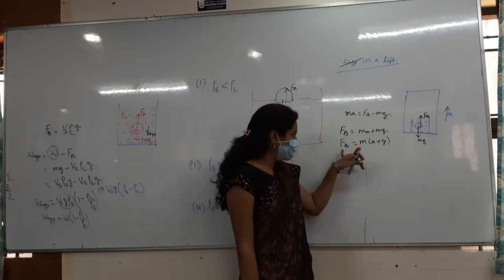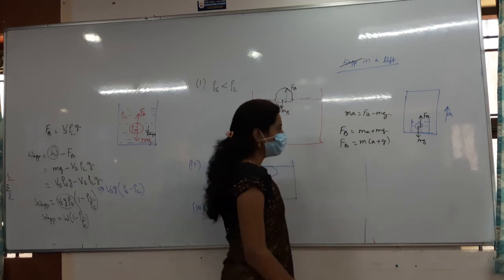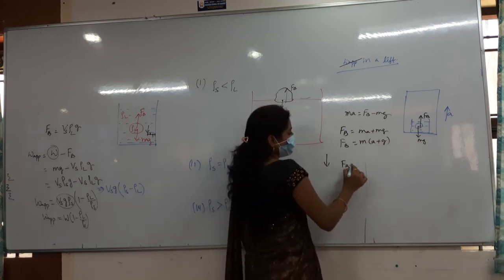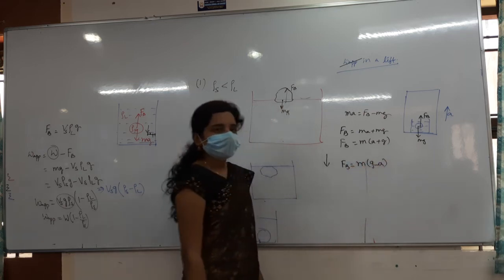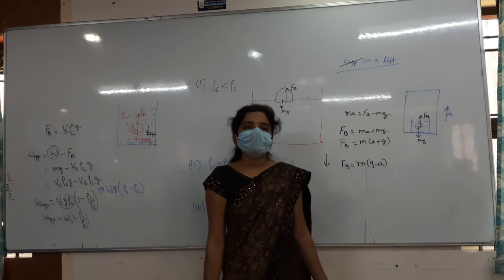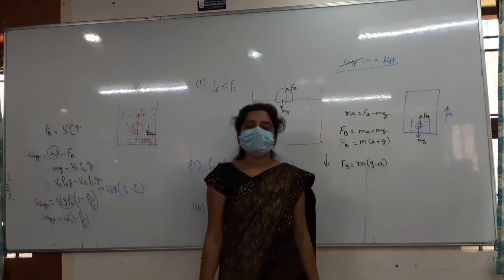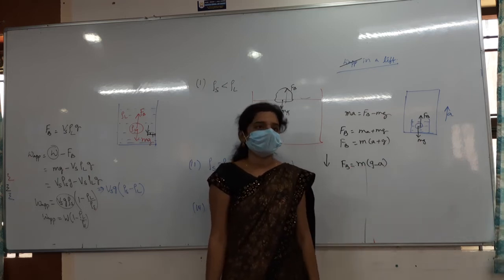So that upthrust FB is equal to m into (a plus g). For example, if the lift is going in the downward direction, at that time FB is equal to what will you get? Tell me. m into (g minus a). At that time upthrust will decrease. Whenever the lift is going up, upthrust is increasing. Whenever the lift is coming down, upthrust is decreasing.